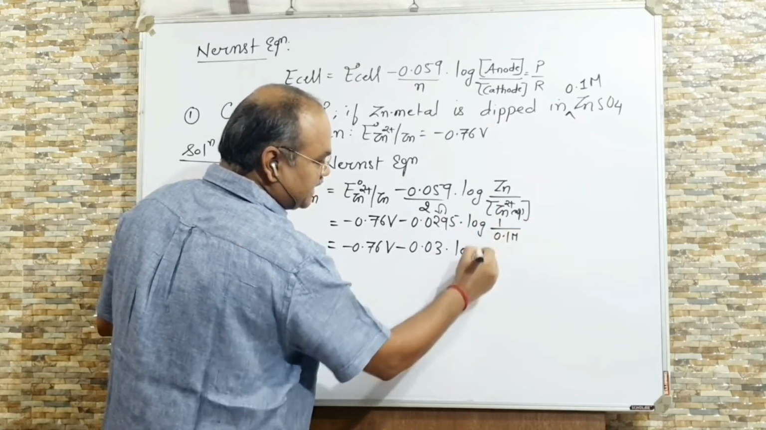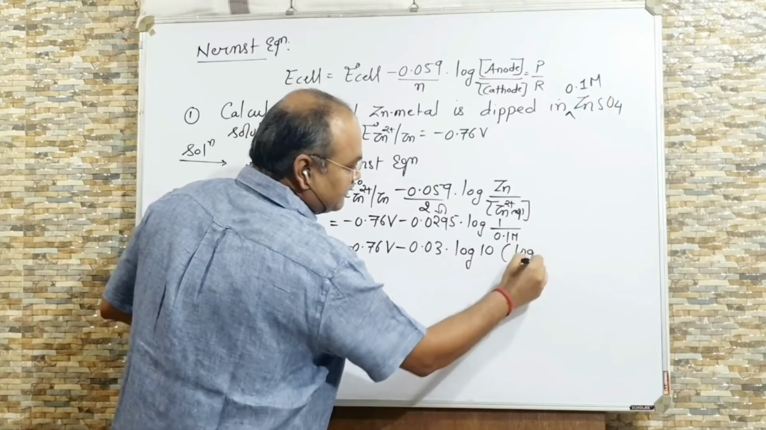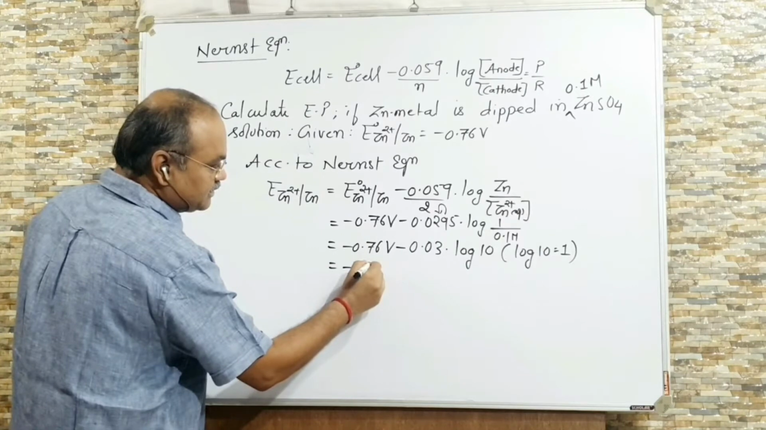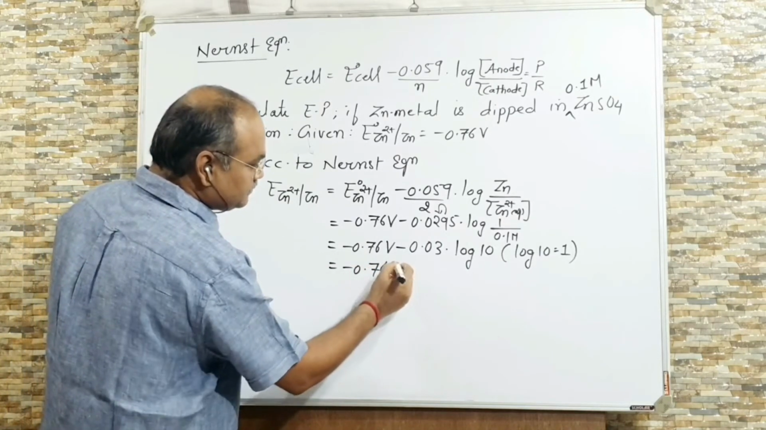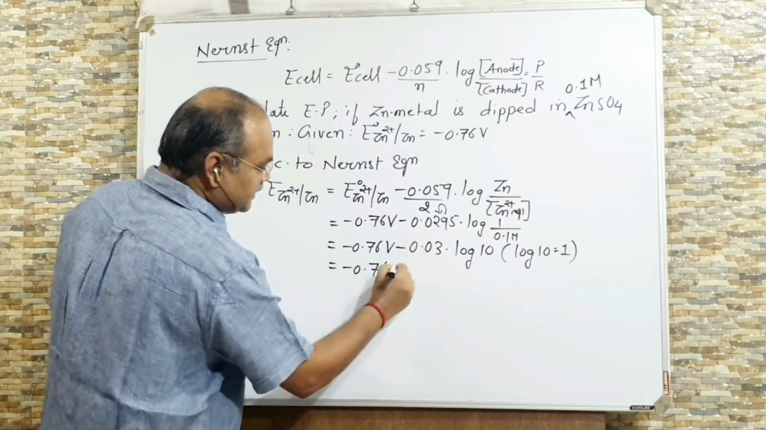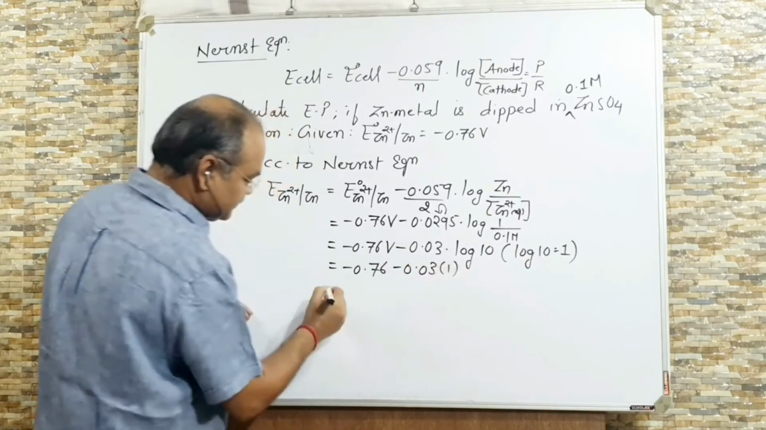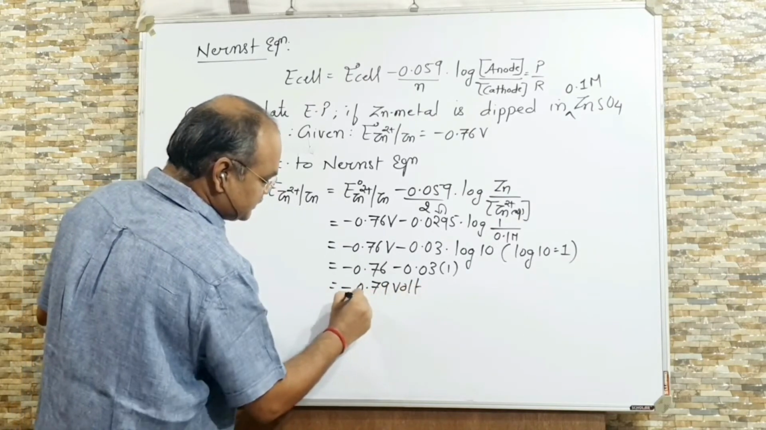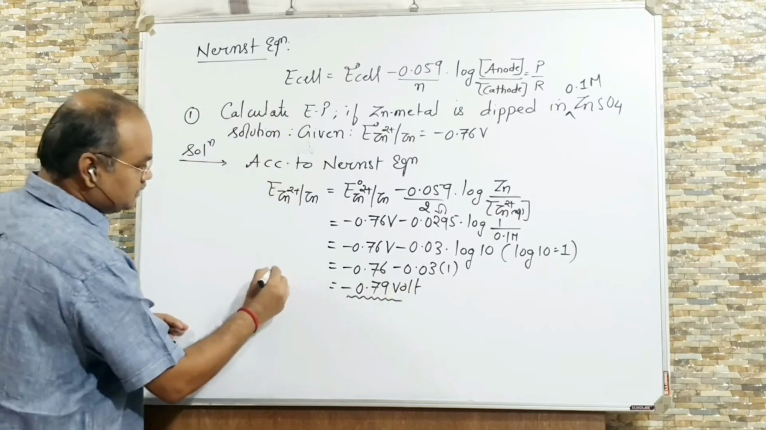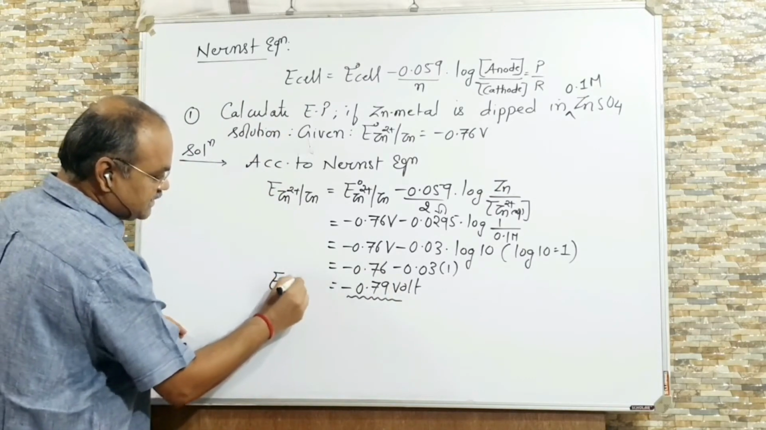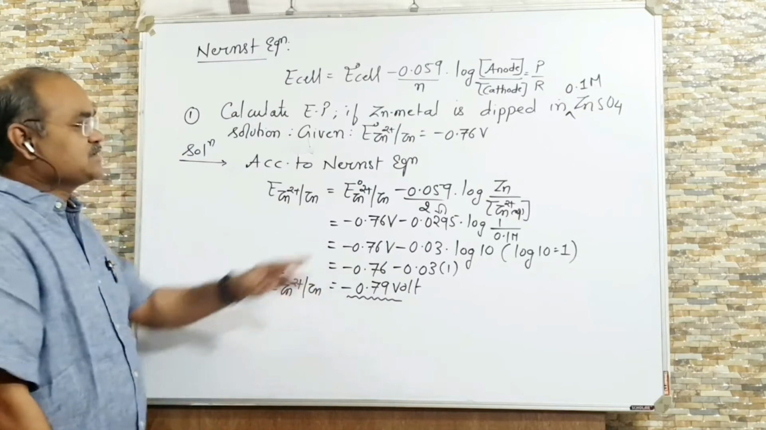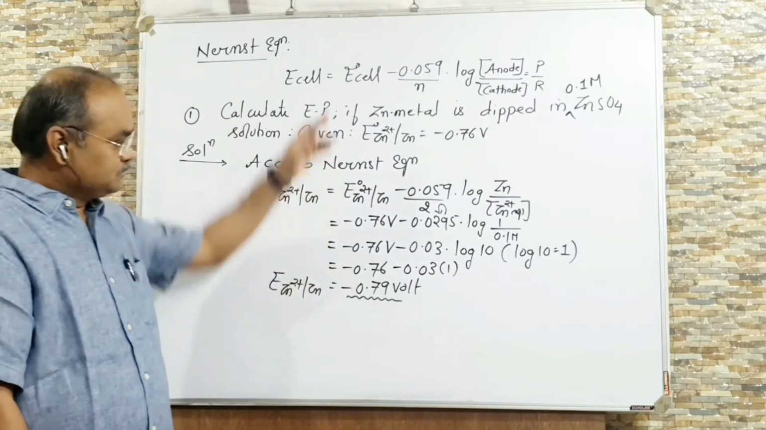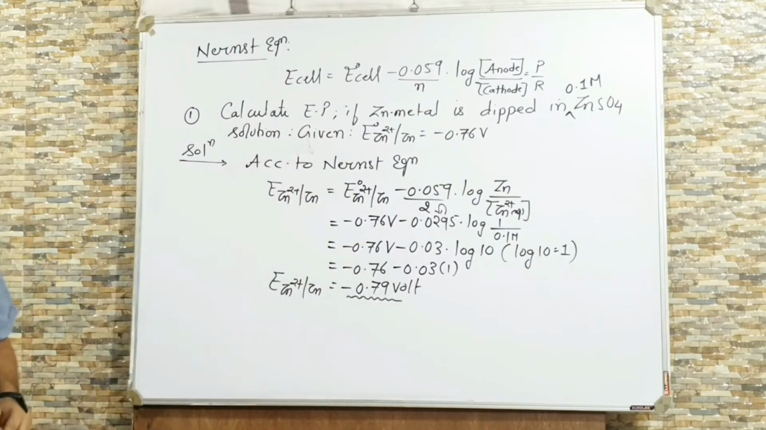0.1 means it will be 1 by 10, log 10, and log 10 we all know it is 1. So your answer will be minus 0.76 and minus 0.03 into 1. So this answer will be minus 0.79 volt. So this is your answer. Your E Zn2+/Zn, when it is dissolved in 0.1 molar ZnSO4 solution, the answer will be minus 0.79 volt. Take a screenshot.